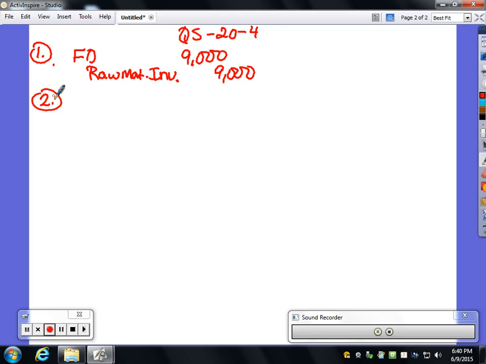The second thing they want us to find is indirect labor used in production. So what do we debit and what do we credit there? Factory overhead debit and factory payroll credit. How much? 10,000. Okay.